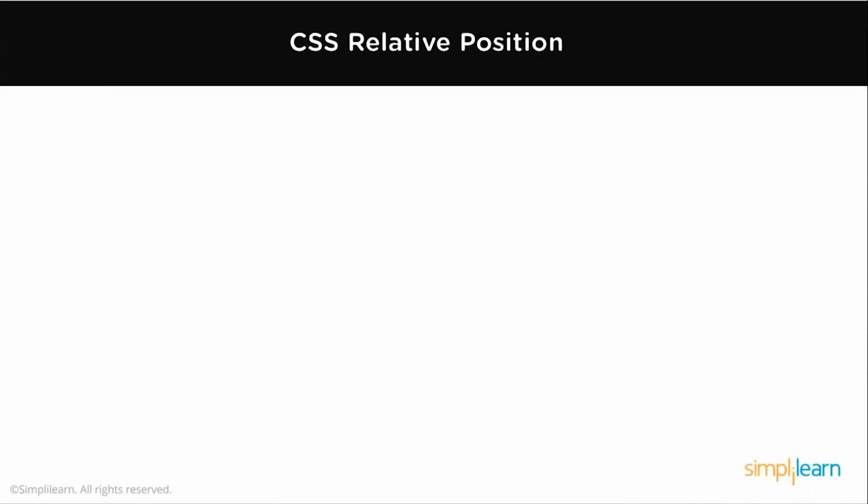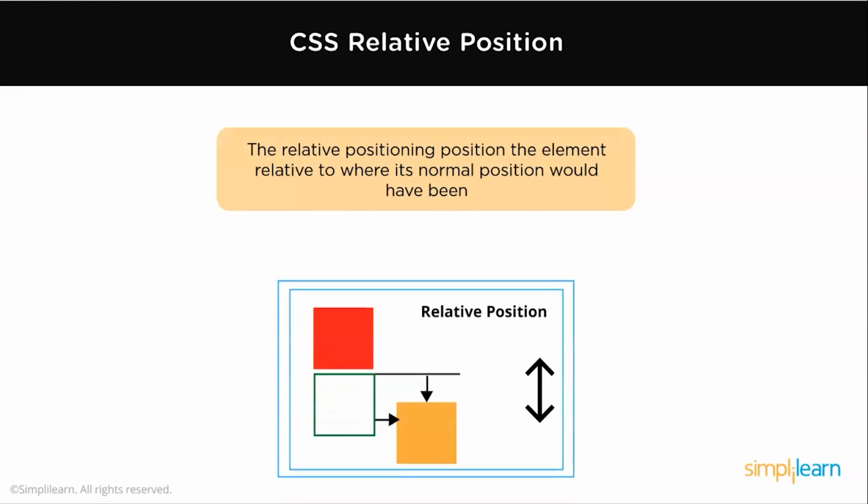The next is CSS relative position. The relative positioning property is used to set the element relative to its normal position. The relatively positioned element behaves the same way as a static element, except that it is now subject to the values of the four other CSS properties. We will discuss each of them with more detail in examples.